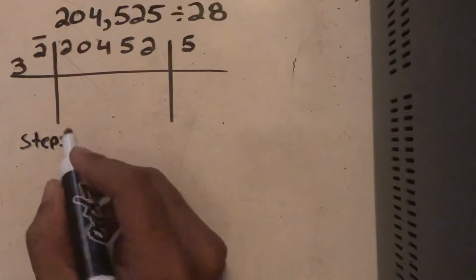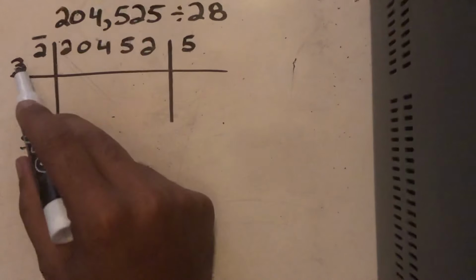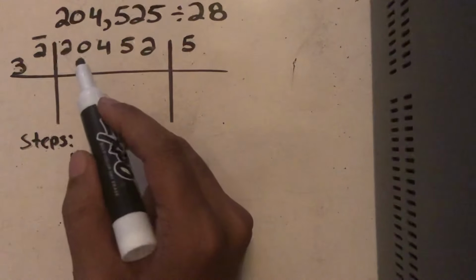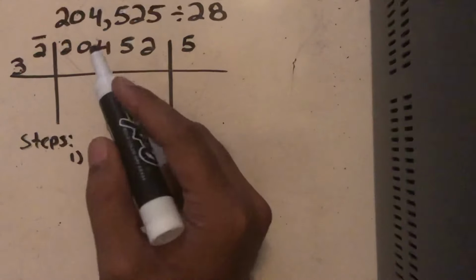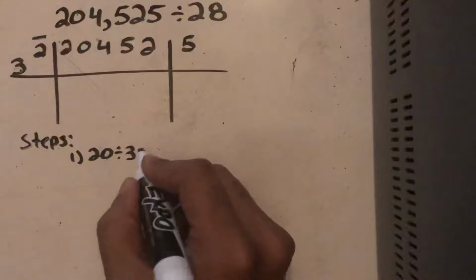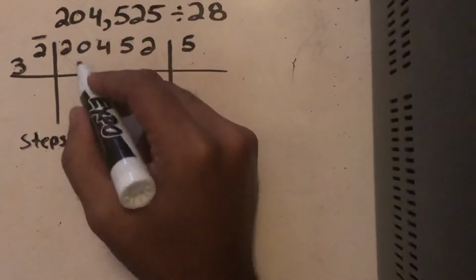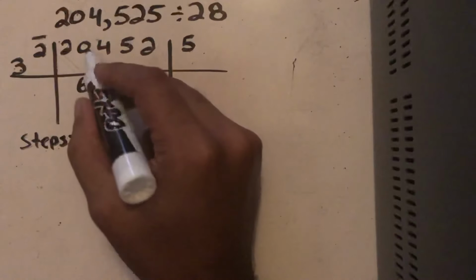Let's get started on the steps. Step 1 is going to be, how many times does 3 go into 20? Okay. So I'm going to say 20 divided by 3 equals 6, remainder 2. So I put a 6 right underneath here, and I put a 2 right here.